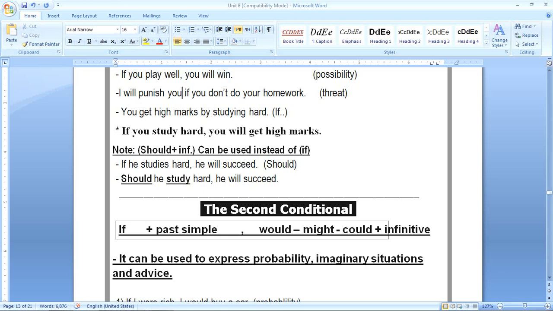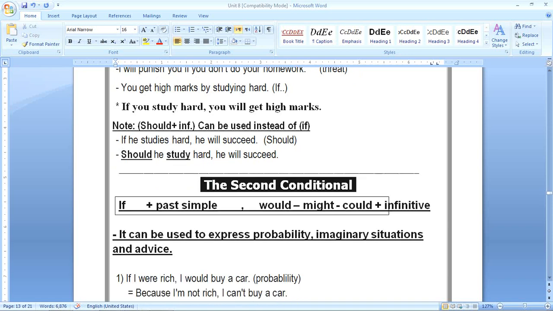Okay, let's take another example. I'll punish you if you don't do your homework. This is a threat. Suppose that a teacher is threatening his or her students who don't do their homework by saying this sentence: I will punish you if you don't do your homework. You have to note here that if is in the middle of the sentence, not at the beginning.